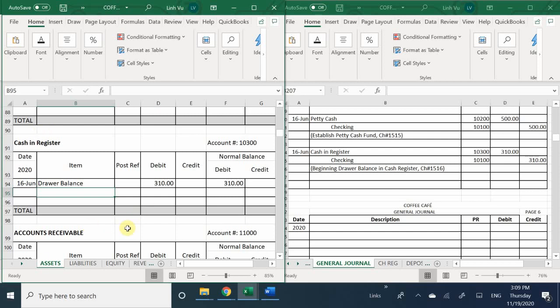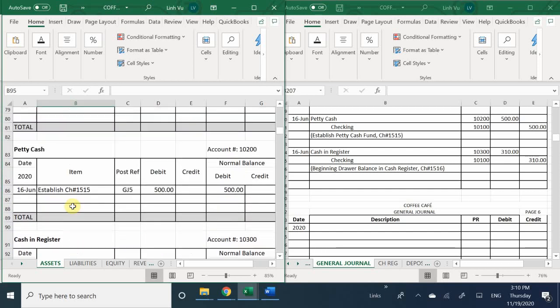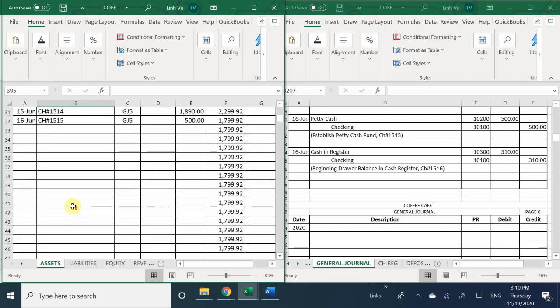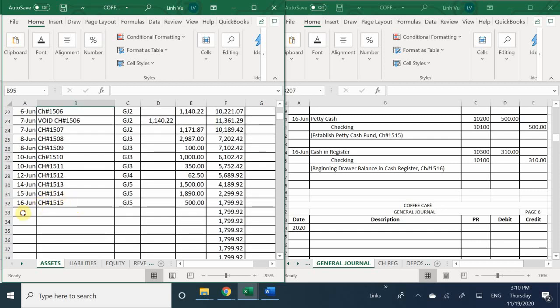Okay. Good. I'm also going to indicate the check number here as well, so we have proof that there needs to be exactly $310. Okay.